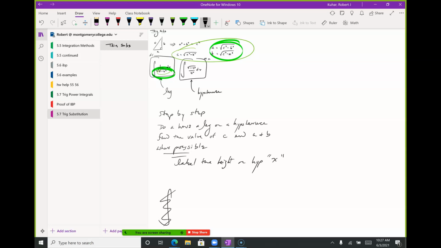But so step by step, do I have a leg or a hypotenuse? I'm looking for that square root symbol, right? Find the value of the sides if I can. Then I'm going to try and label either my hypotenuse or my height as x. Right now I know this problem I have, it's 1. So then I'm instantly going to label the height as x. In doing so, I'm going to create trigs like sines and cosines and tangents compared to cosecants, secants, and cotangents. So I'd rather integrate in terms of sines, cosines, and tangents. So then we're going to make our substitution. I'm sorry, complete the triangle.